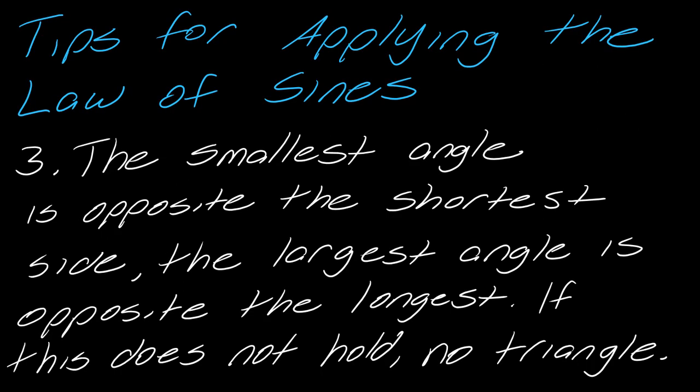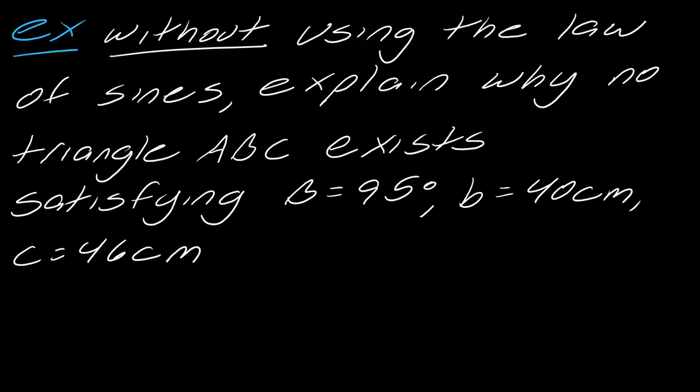So remember when I was talking about tips for applying the law of sines? Just in general, the smallest angle is opposite the shortest side, and the largest angle is opposite the longest side. So if this does not hold, then you cannot have a triangle. The triangle does not exist. So while I could technically apply the law of sines to figure this out, just notice if I have the angle B equals 95 degrees, that's going to be the largest angle in the triangle. And then the remaining 85 degrees in that triangle are going to be split between the other two. So this is going to be the largest angle.